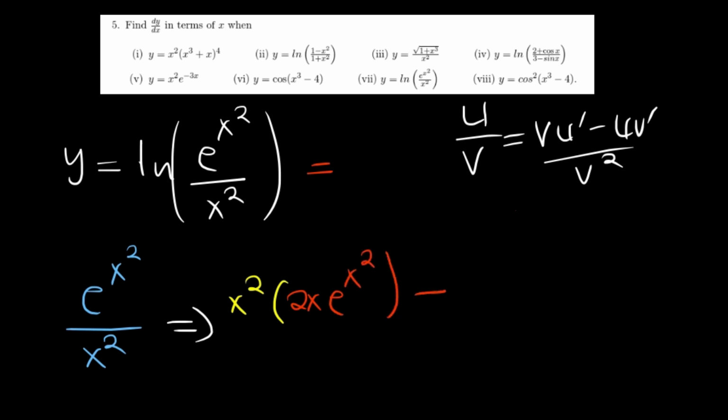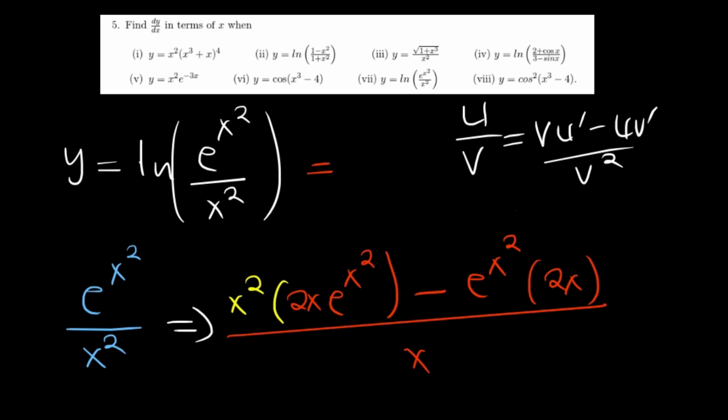And then minus u. U is e to the power x squared. And then v prime. V prime, the derivative of x squared, is 2x. Divided by v squared, which is x to the power 4. Right. Okay. So that's where we are at this point.